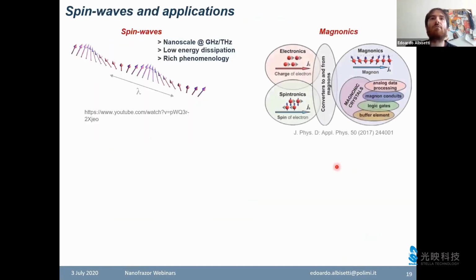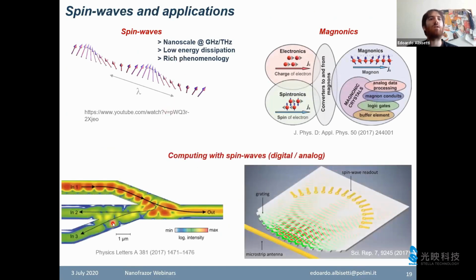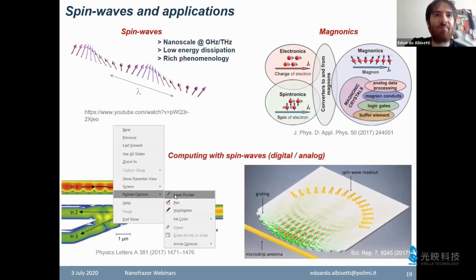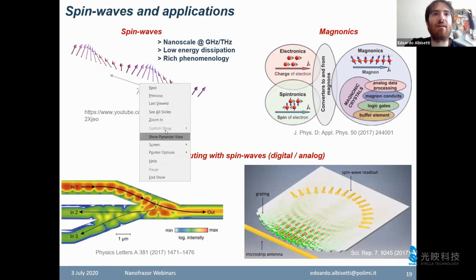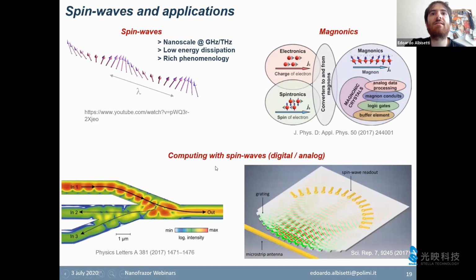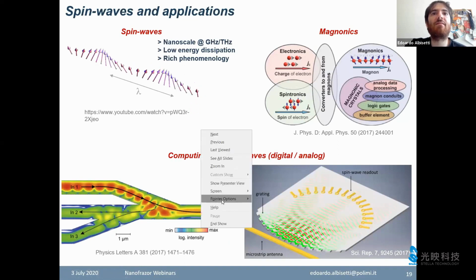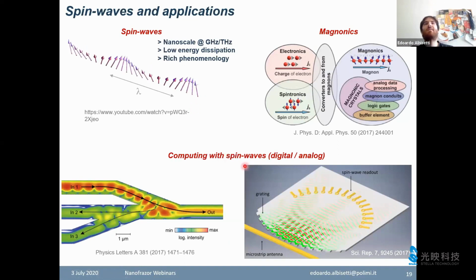Now we come to the main application that we investigated so far. Let me see if I can start the video here. Okay, that is spin waves.